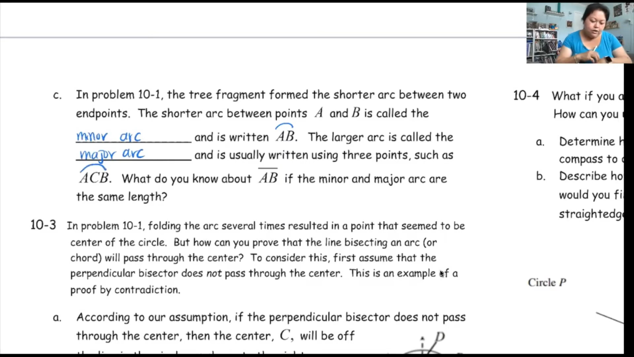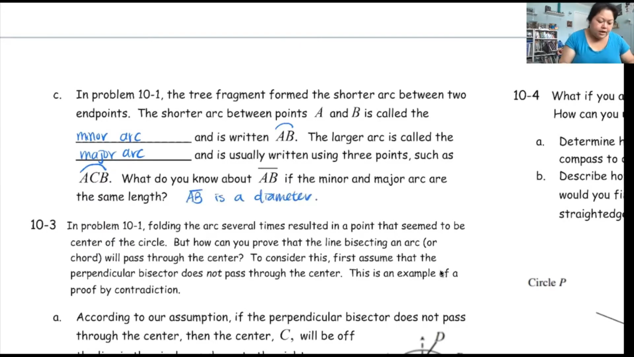All right. What do you know about AB if the minor and major arc are the same length? Well, if the major arc and minor arc are the same, so the two arcs are exactly the same, then AB is exactly halfway through the circle. So that means that AB must be a diameter. So AB is a diameter.